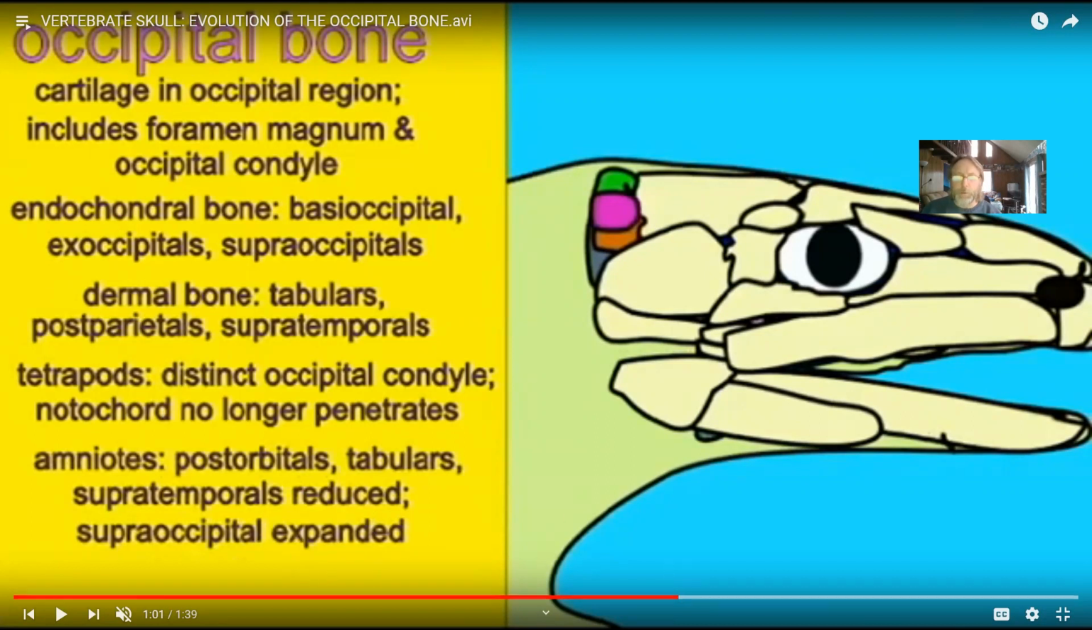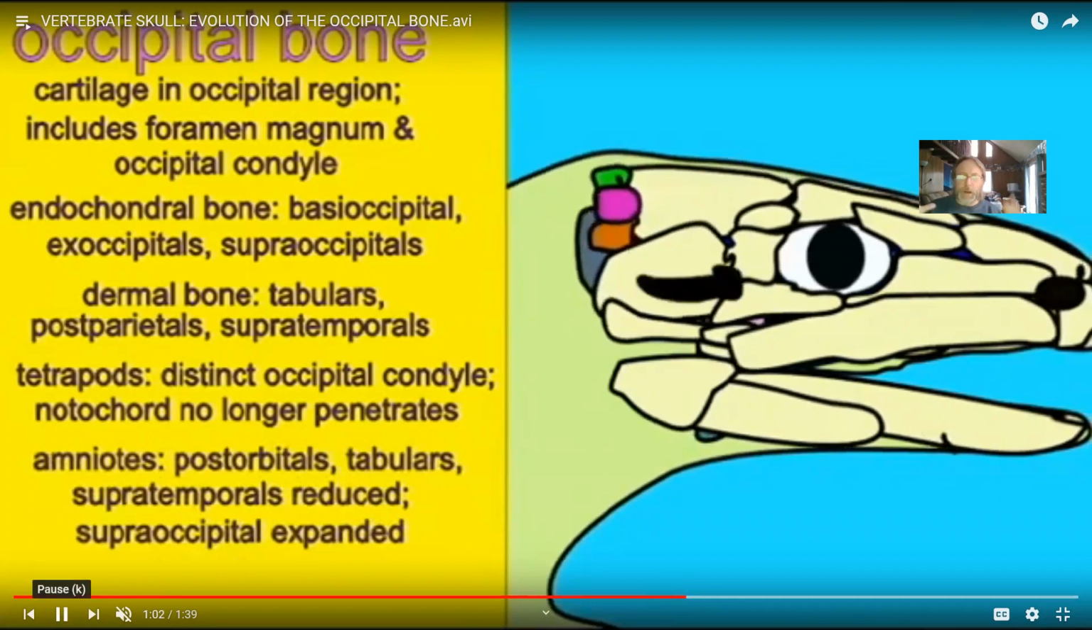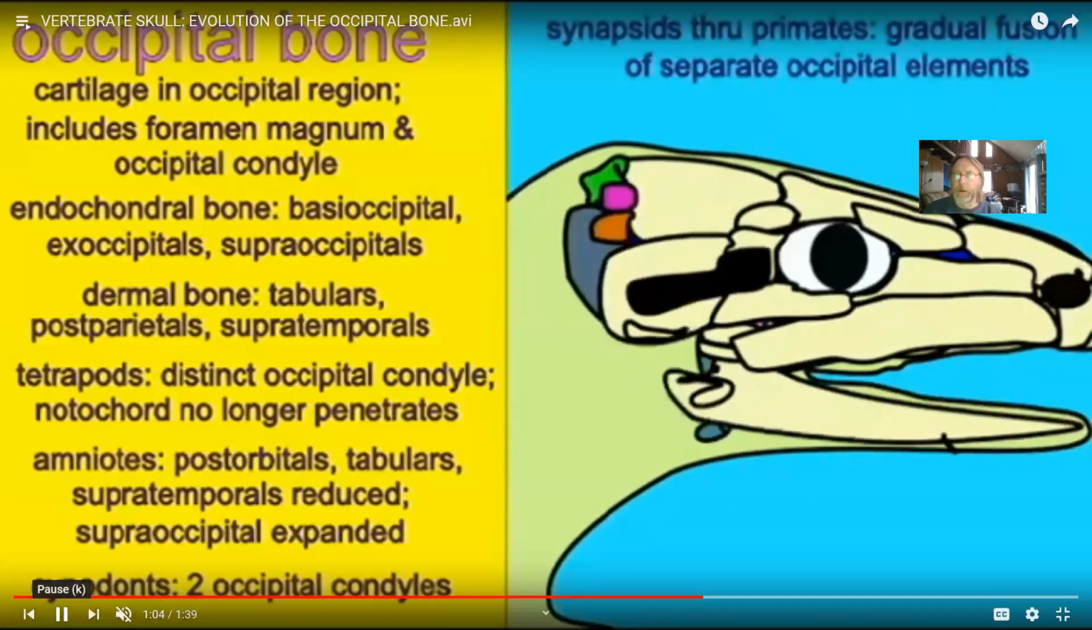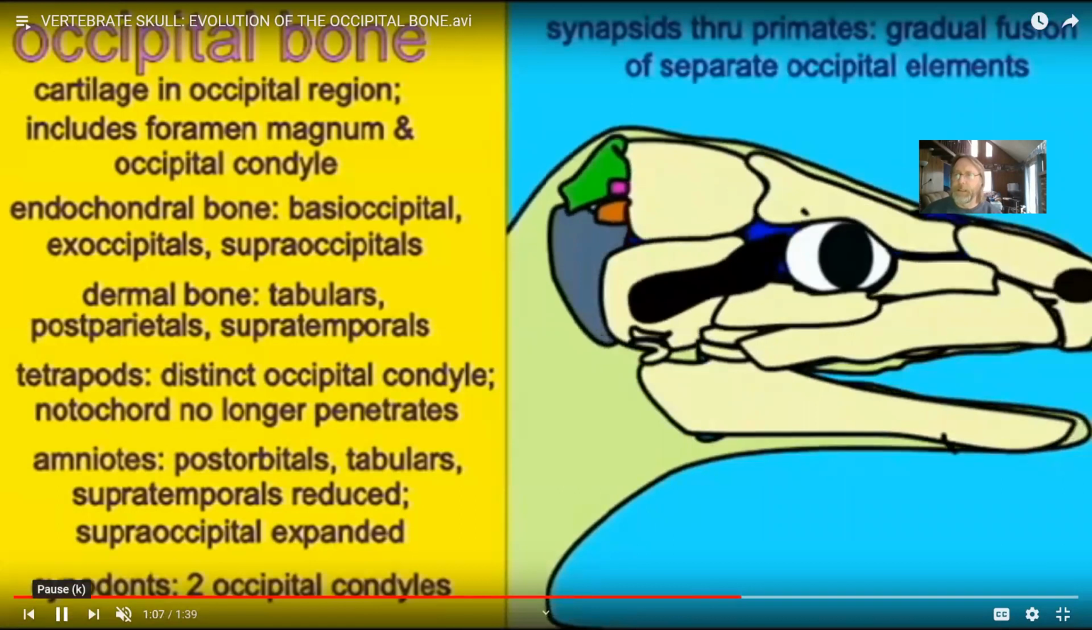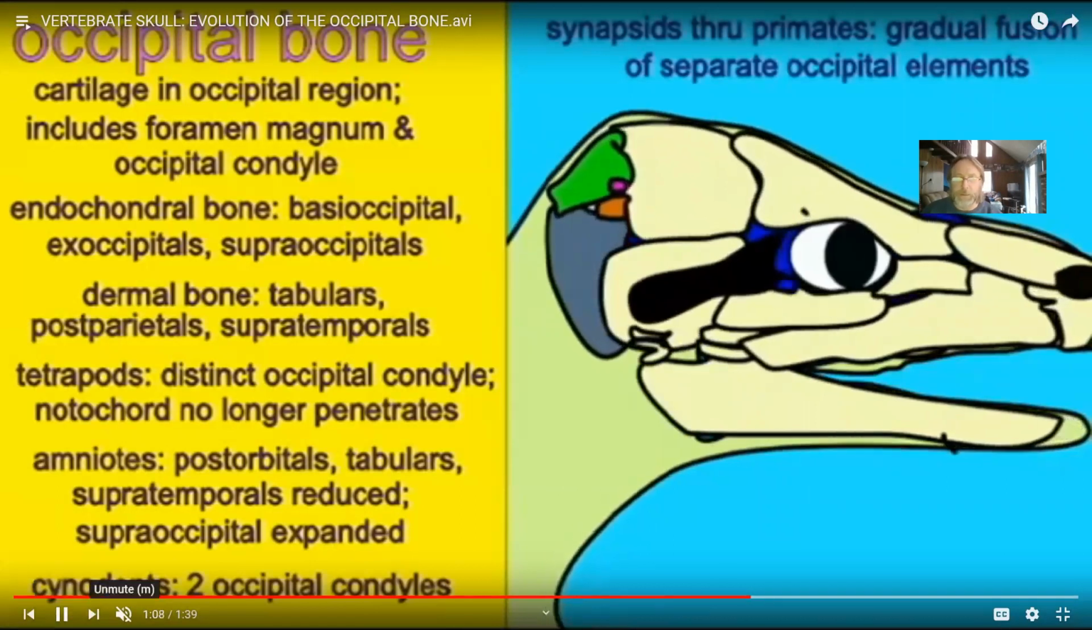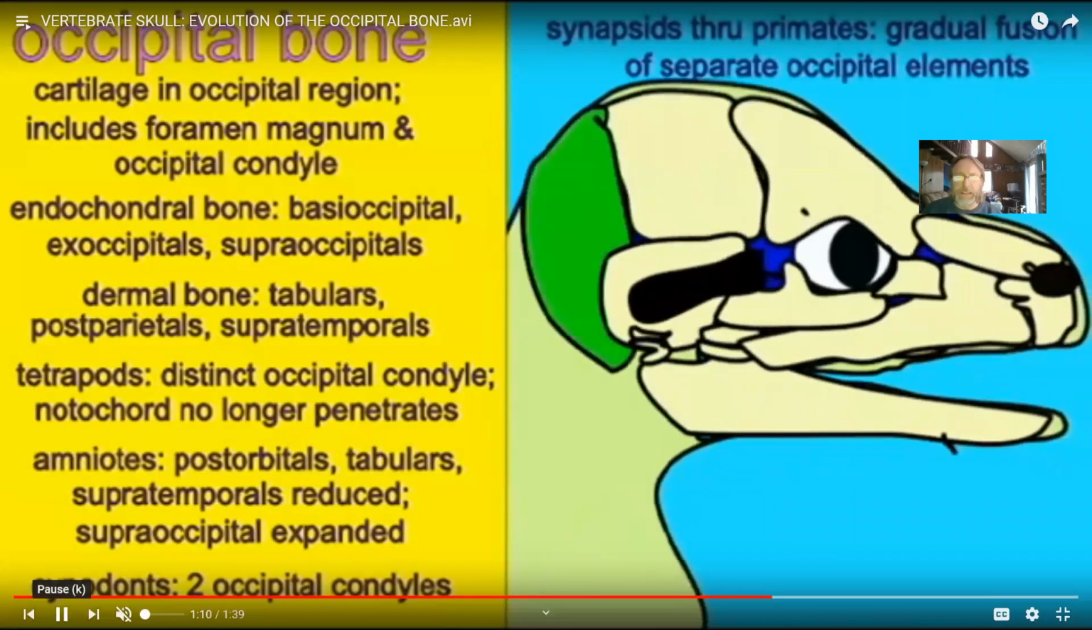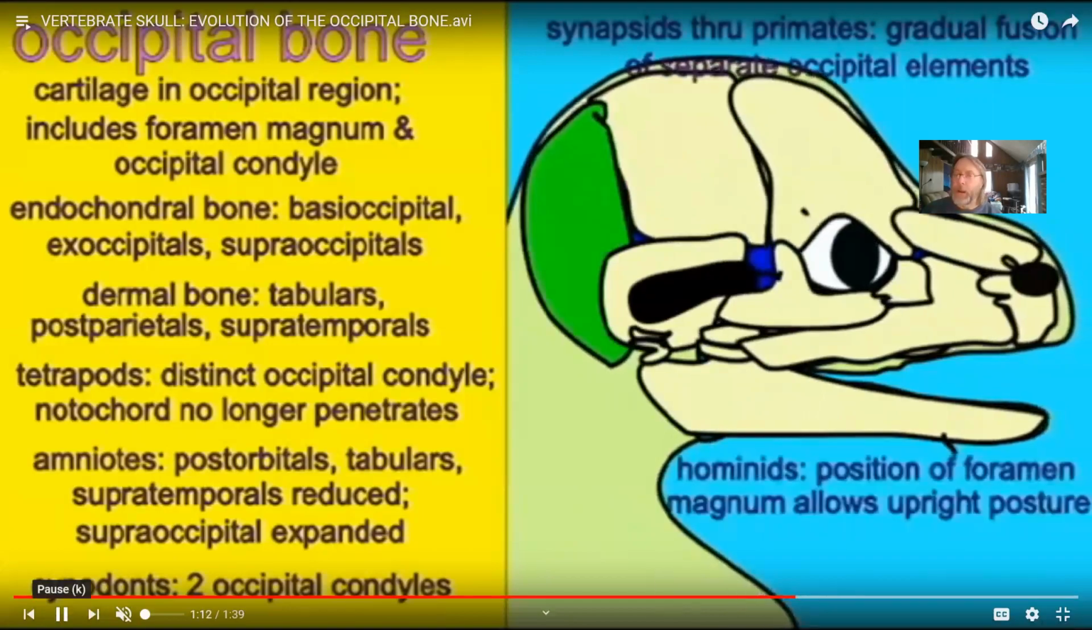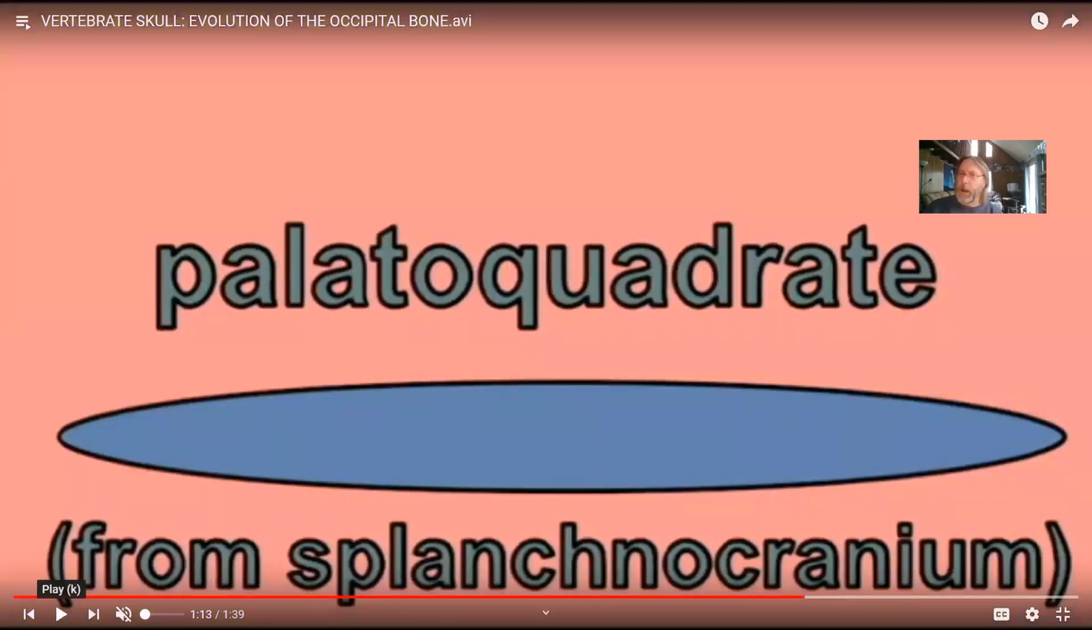By the time we get to reptiles, some of these bones, like up here, the tabulars and post-parietals, are getting smaller. The supraoccipital gets bigger. And then as we look at the reptiles leading to mammals and then ultimately to primates, these then fuse. Now, this fusion was only partially complete by the time of the first mammals.